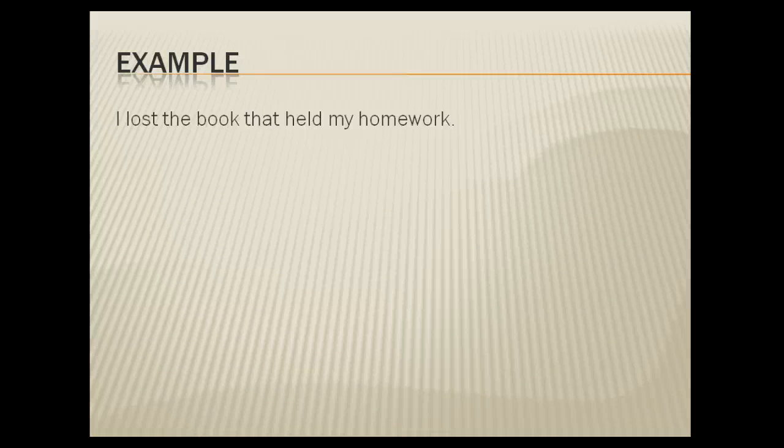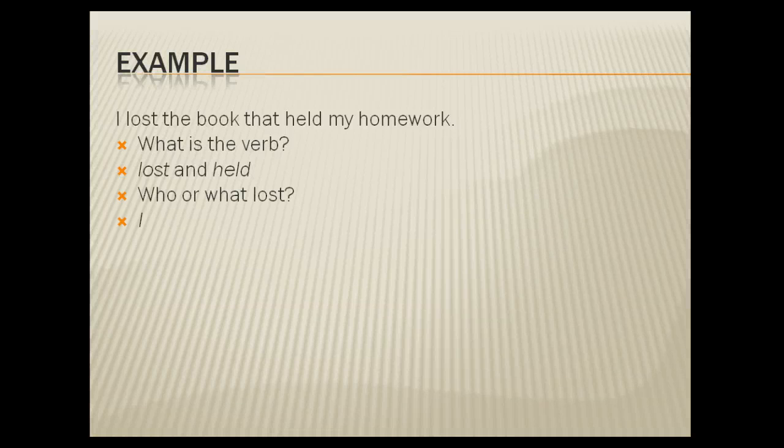I lost the book that held my homework. What is the verb? We have lost and we have held. Who or what lost? I lost. I lost what? The book. All right, independent clause, end of story. Who or what held? That's a little trickier. Is it the book? The question mark on that because I'm not sure.